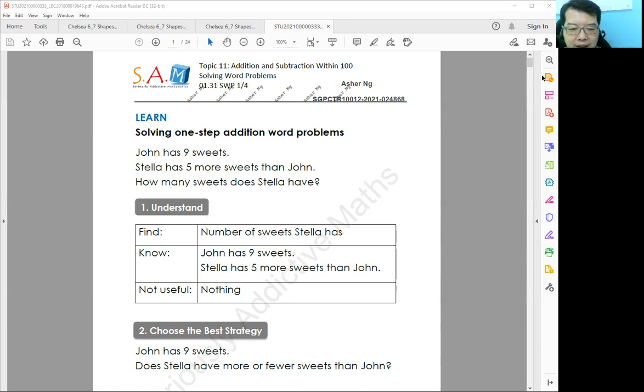The modus operandi is that the students need to draw bar models for every question. Any homework assigned, they need to draw that, right? So that's the basic requirement.